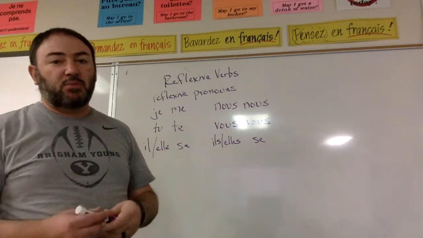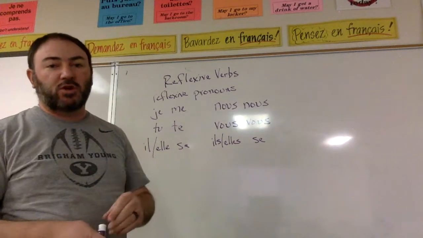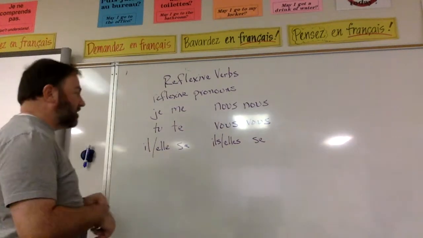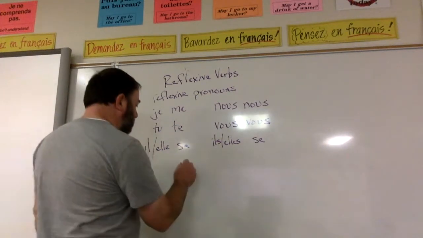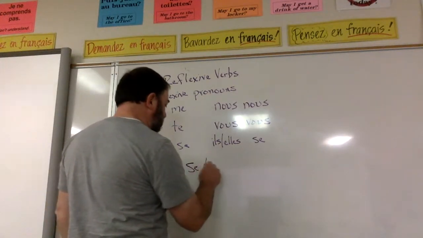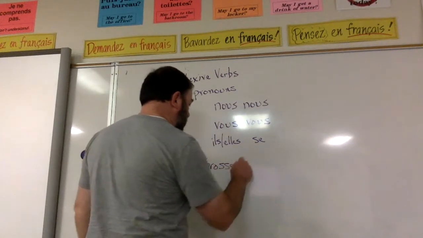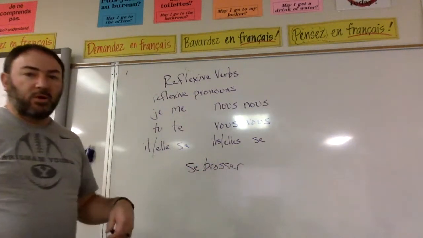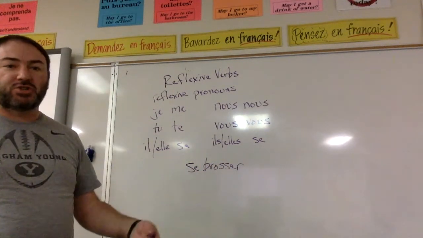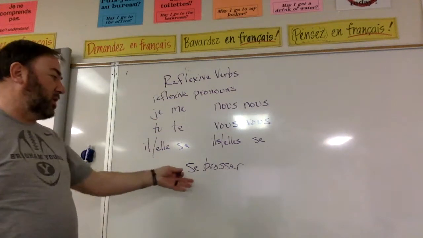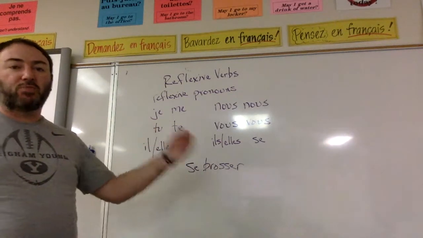So let's do an example just so that you can see how this works. We're going to take the verb se brosser. This verb means to brush yourself. So this could be with brushing your teeth. It could be with brushing your hair.